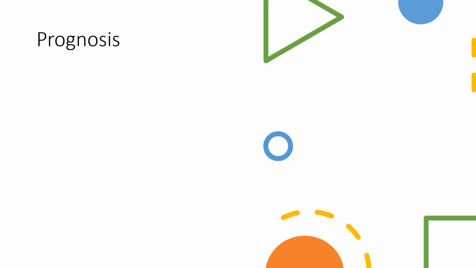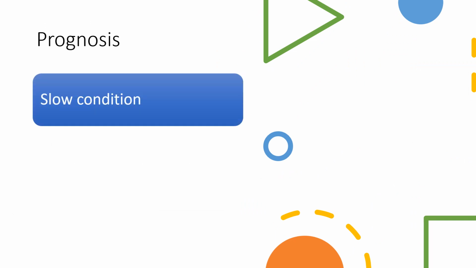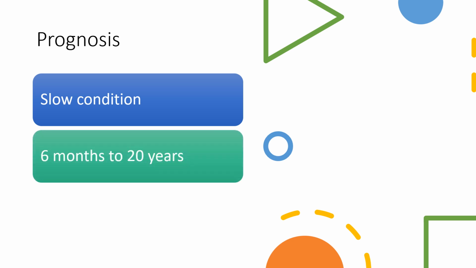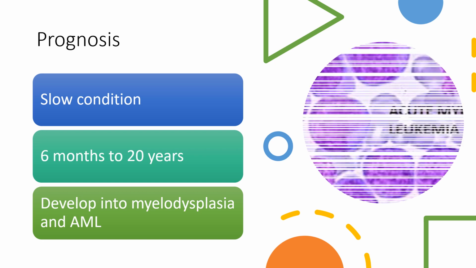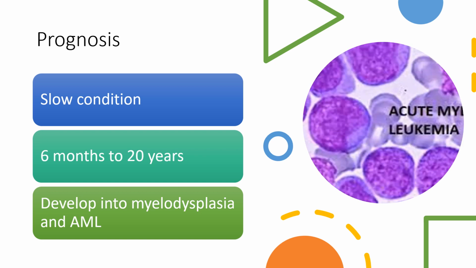Chronic neutrophilic leukemia is a slow developing condition which may take 6 months to 20 years, but CNL may develop into another myelodysplastic type, or it might develop into acute myeloid leukemia.